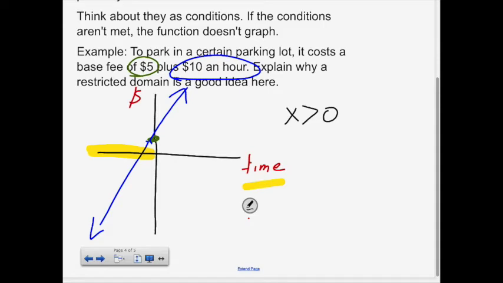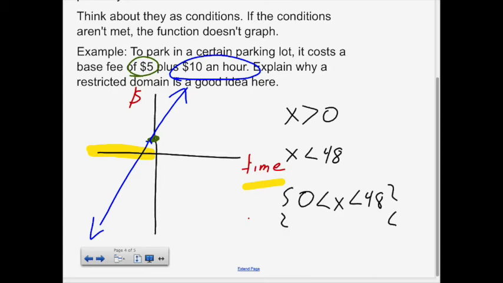Now, it's also a good idea if there was some upper bound here. If the parking lot said any car after 48 hours will be towed, then you could also say that x has to be less than 48. And then you could easily write this by saying 0 is less than x, which is less than 48. And this would be your restricted domain in the curly Q brackets.